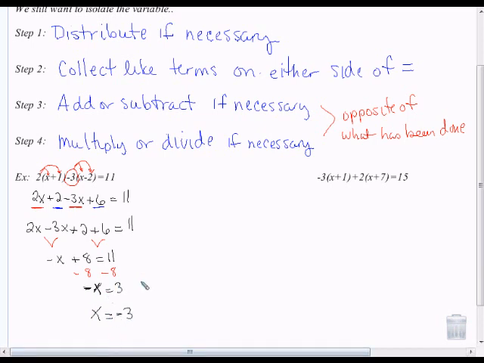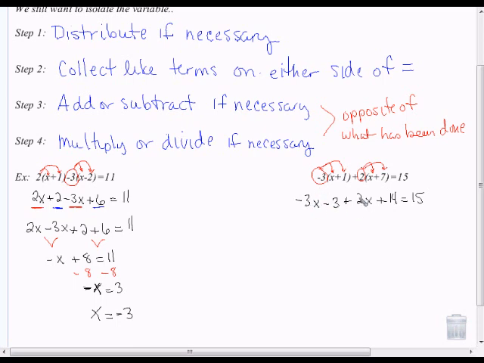So if negative x equals 3, x equals negative 3. Okay, so here I'm going to go ahead and distribute this negative 3. This negative 3, I'm going to bring it in, and this 2. So I get negative 3x minus 3 plus 2x plus 14 equals 15.